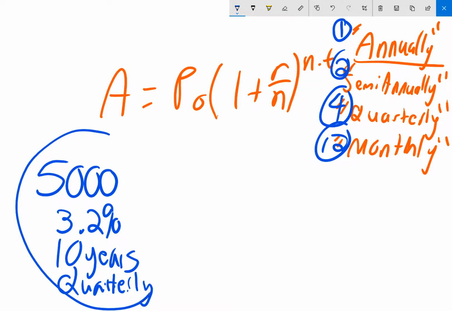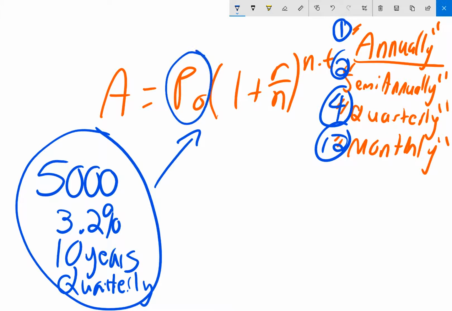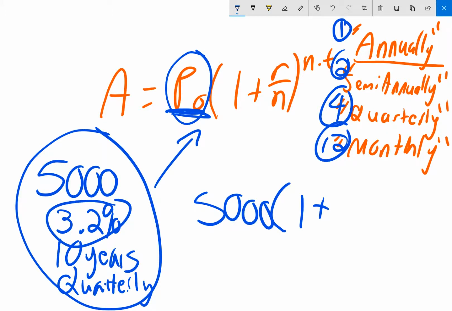Then this is all the information I need to just plug it straight into this formula. So remember P0, the 0 is a little bit deceiving. You don't actually need that 0 for anything. This just means the starting value. So that number would be the 5,000. And then it'd have 1 plus R over N. So R is our rate, which remember is 3.2%.